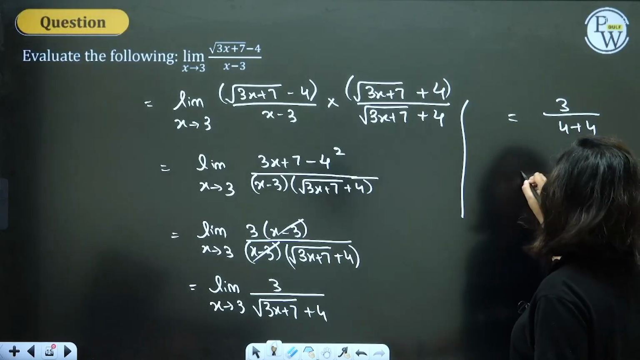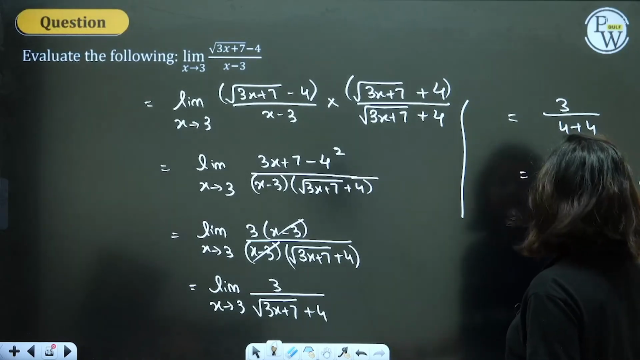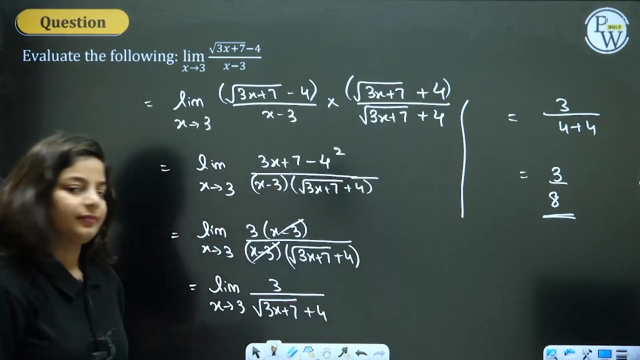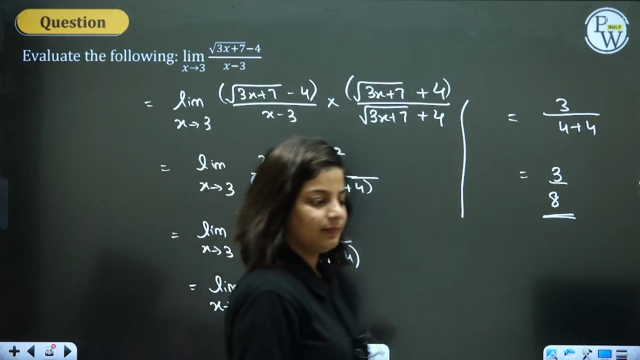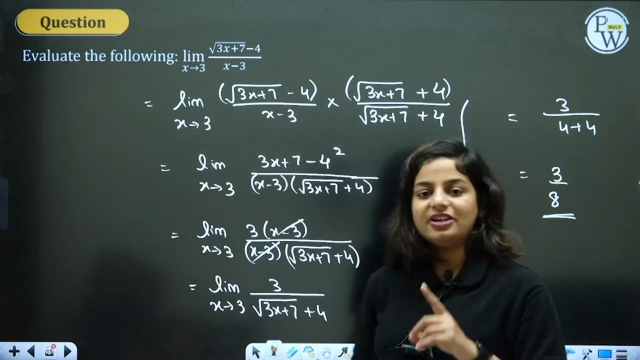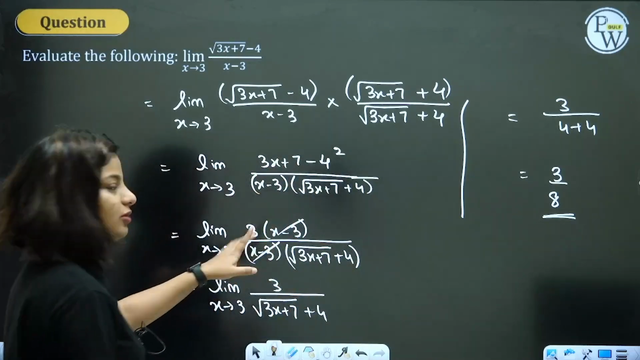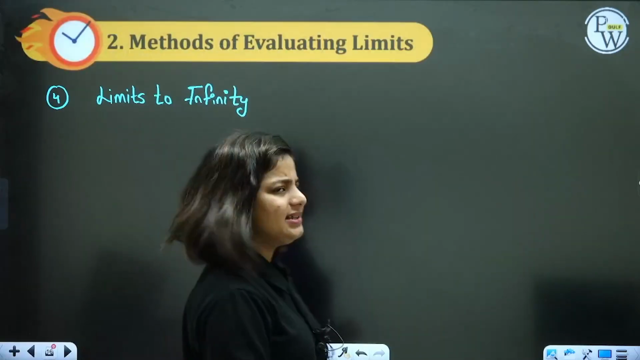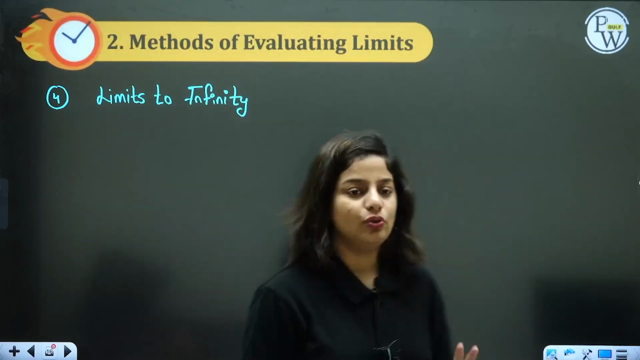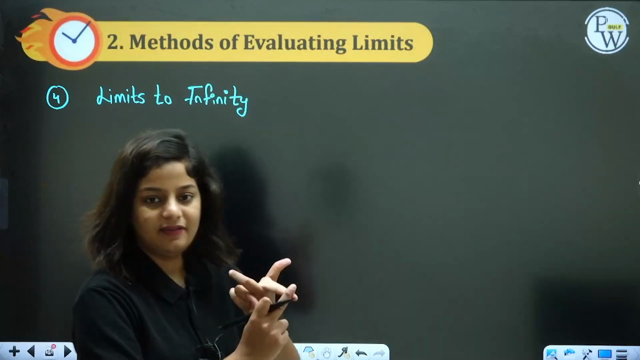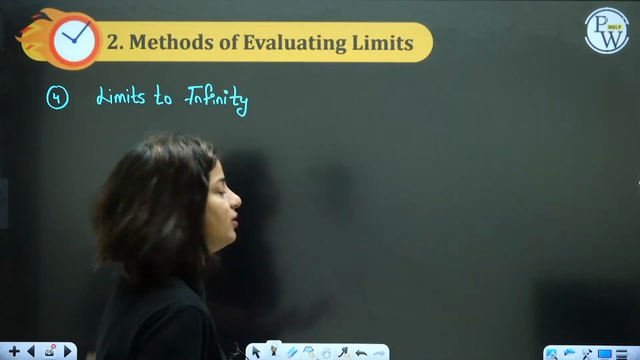x is 3, 3 threes are 9 plus 7 is 16, root 16 is 4. The answer will be 3 by 8. Just check, confirm. So in rationalization, like factorization, cancellation happens. The term leading to 0 has to be removed. Next, the fourth method is limits to infinity. First method was direct, second factorize, third rationalize, fourth limits to infinity.